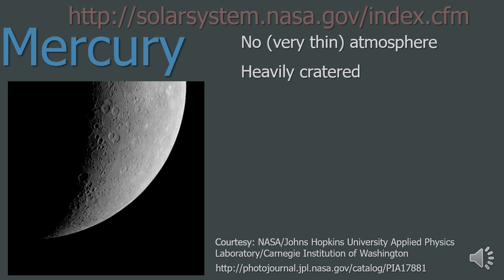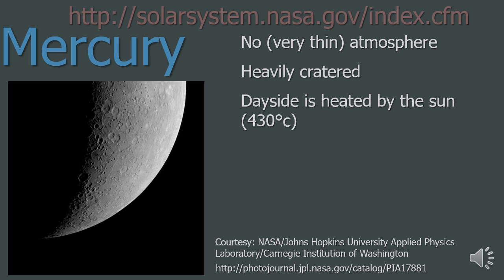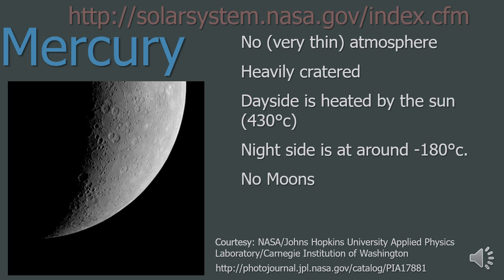The side of Mercury that is in daytime is heated by the Sun to hundreds of degrees, about 430 degrees Celsius. The night side loses most of its heat due to a very thin atmosphere, not retaining much of the heat. This means that the temperature drops to around negative 180 degrees C. It is thought that Mercury has a metallic core and a silicate-based mantle. Mercury also has no moons.